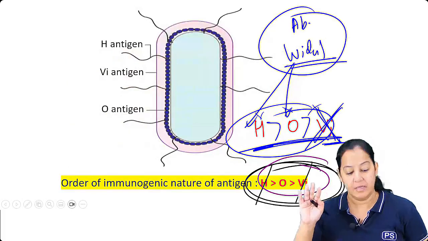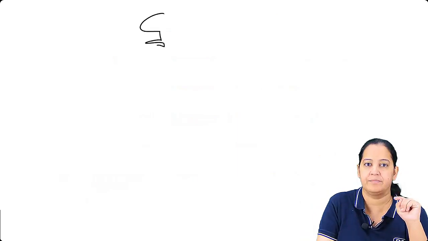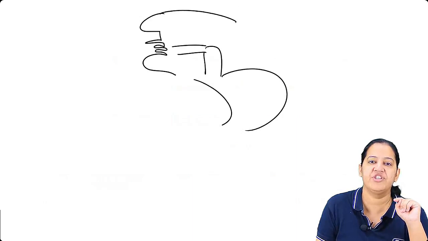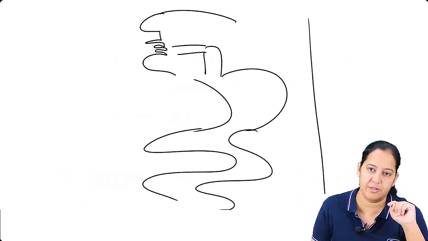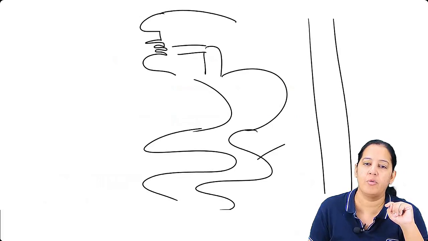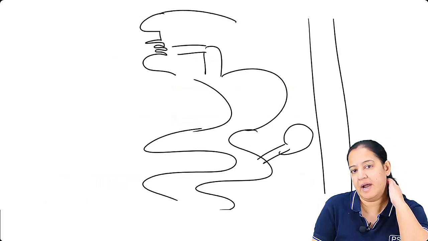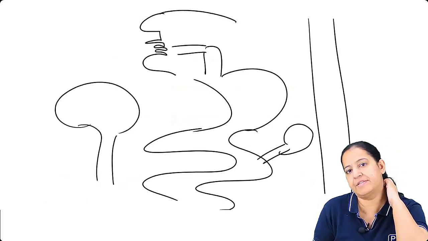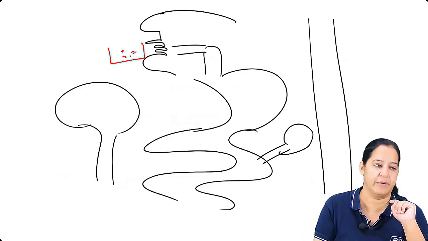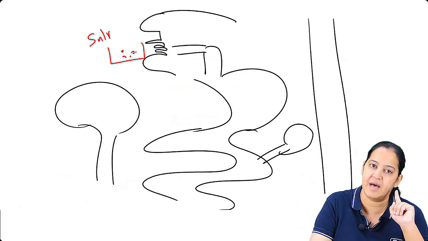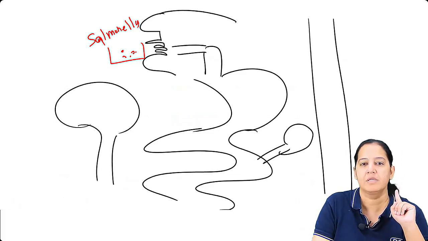ठीक है? So let me tell you how does typhoid occur. Let me draw a human. Let me draw the GIT of this human. Let me draw the intestine of this human. Now, let me draw the blood vessel. Let me draw the gallbladder here, liver here, and let me draw the urinary bladder here. Okay? This person is eating the food which is contaminated with salmonella. The food contains the bacteria salmonella. So it will go inside.